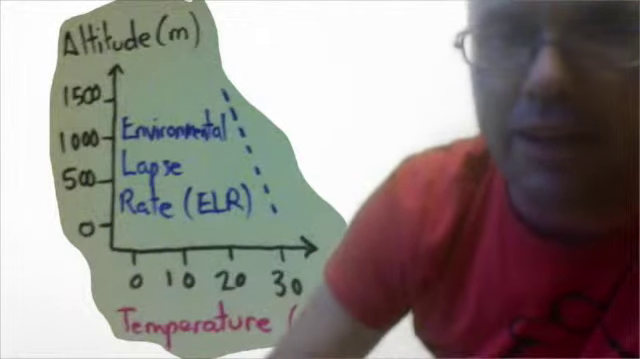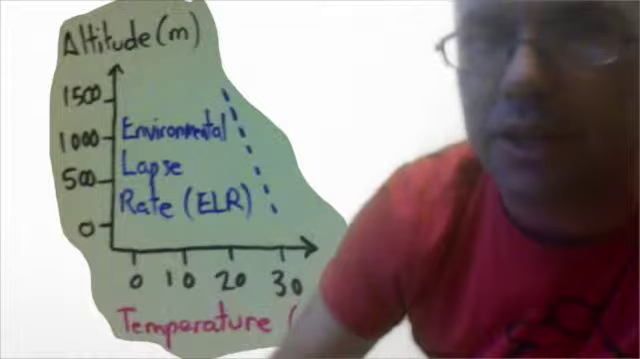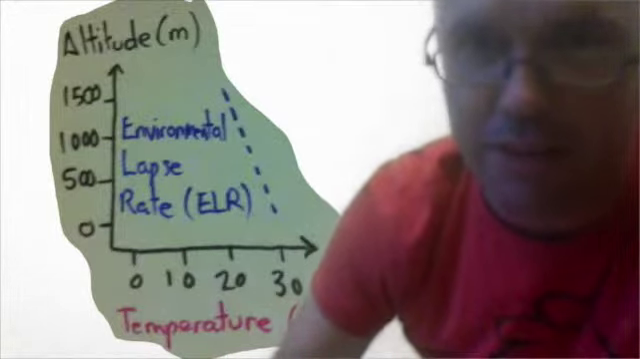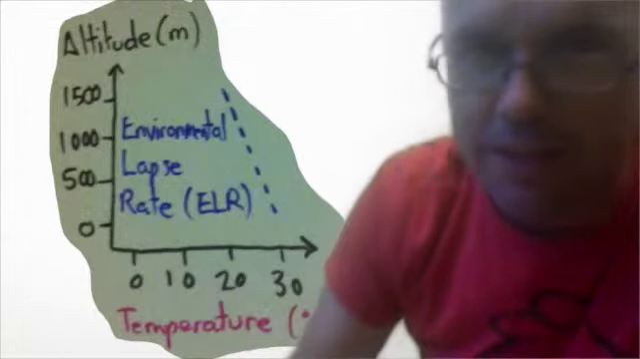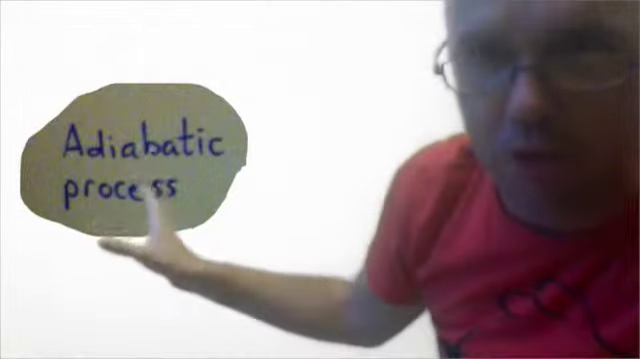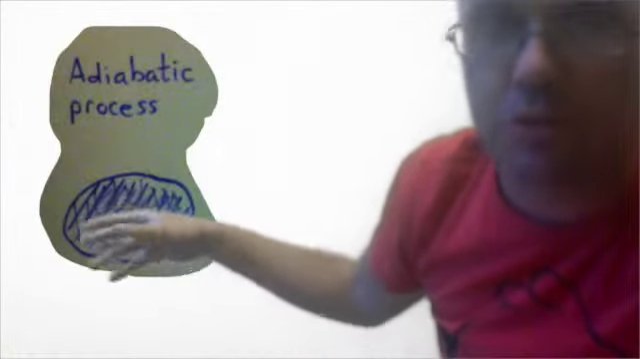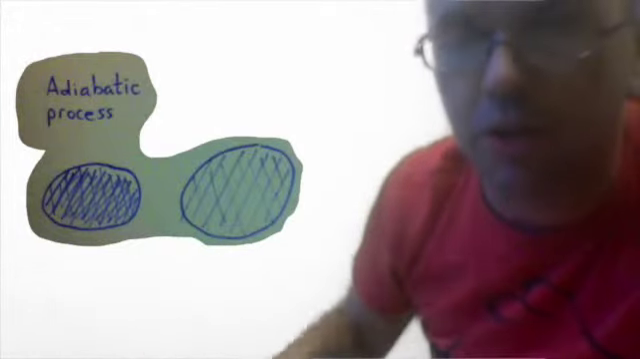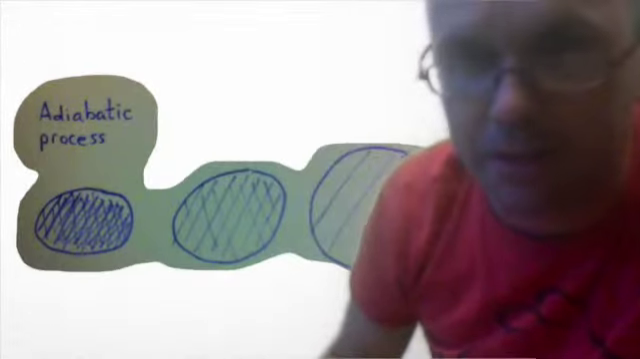Now, importantly, this drop in temperature is not due to the exchange of heat, say, with space. This is actually what's called an adiabatic process, where you have a change in volume, which results in a drop in pressure, which in turn results in a drop in temperature.